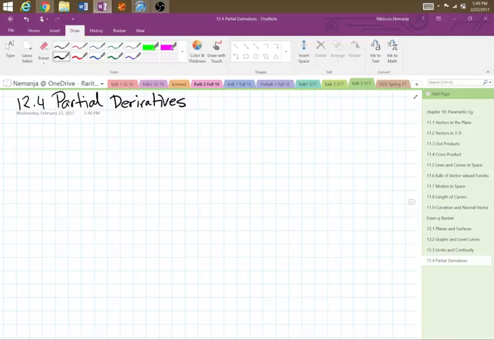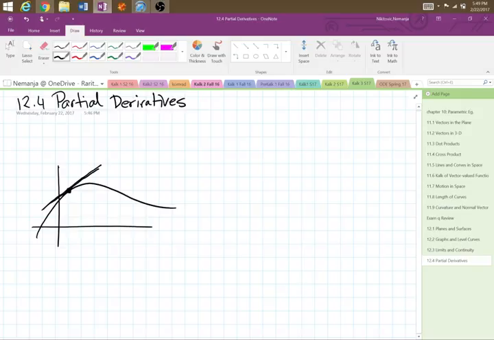We studied derivatives before in Calculus 1, and we know that derivatives measure rate of change. So if you draw a curve for some function, you pick a point, it will have a tangent line, and the steepness of that tangent line, which is the slope, is measuring the change at that point. So that change is measured over an infinitely small interval.